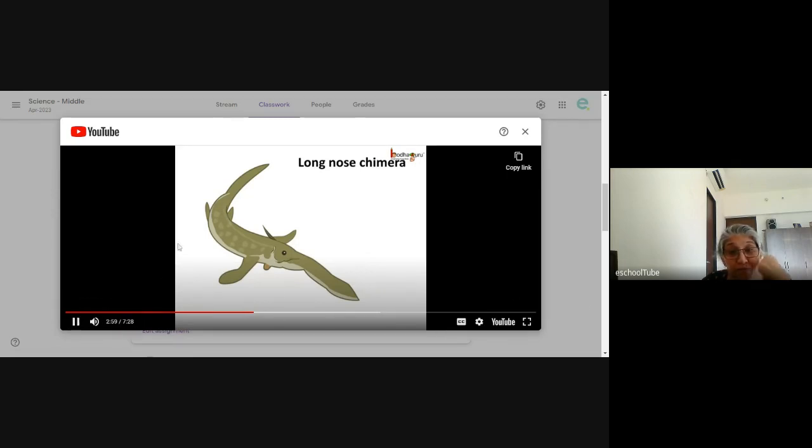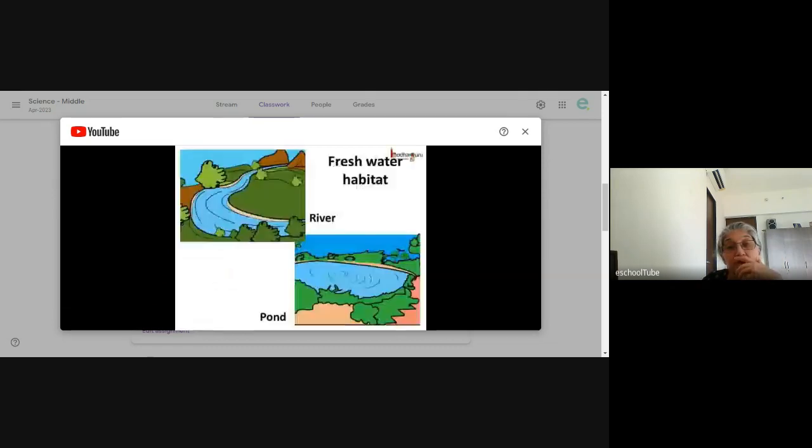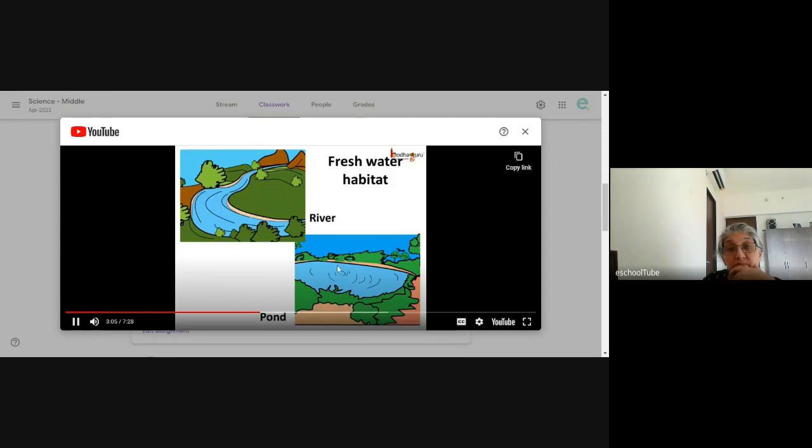There are many amazing sea plants too. The lakes, rivers, ponds, streams, etc. consist of sweet or fresh water. These habitats are called freshwater habitats. Many fish, water bugs, water lily, etc. live in the freshwater habitat.